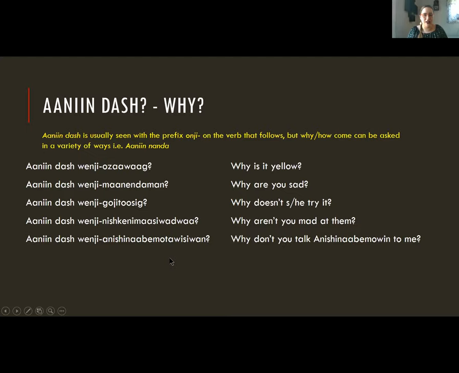And then the fifth one, anindash. Anindash is usually seen with the prefix onji following it on the verb. But it can also be asked in a variety of ways. It's not always anindash. It might be aninanda, it might be aningaye. There are different ways to use it, so we'll just focus on anindash wenji. Because it's onje, that O changes to W-E. Anindash wenji ozawag. Why is it yellow? That's an example with a VII.